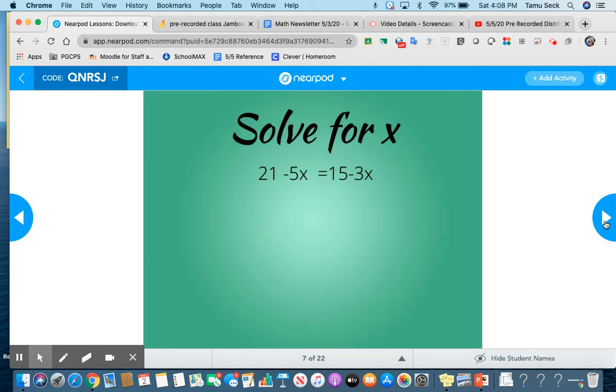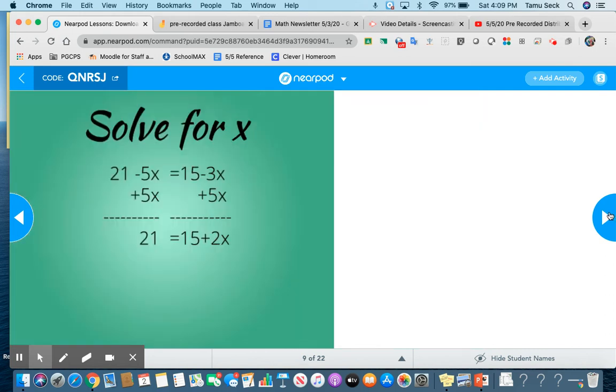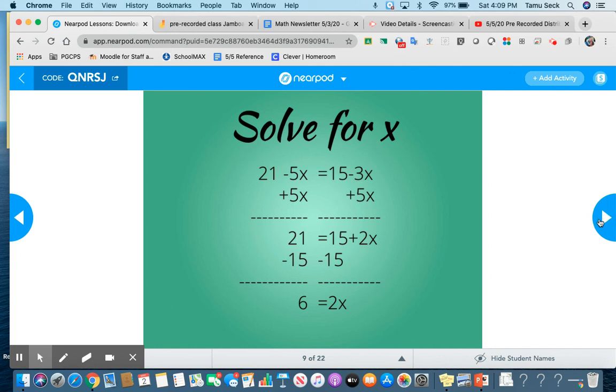Okay, so let's practice. 21 minus 5x is equal to 15 minus 3x. Now, to solve for x, we have to bring the variables to one side. So either we can add 3x over here, or we could add 5x over here. So we're adding 5x to both sides. And now we have a two-step equation. When you have a two-step equation, you want to get rid of the constant that's by the variable. So the constant that's by the variable is the 15. So we're going to subtract 15 from both sides. And then the last thing we're going to do is divide by 2.